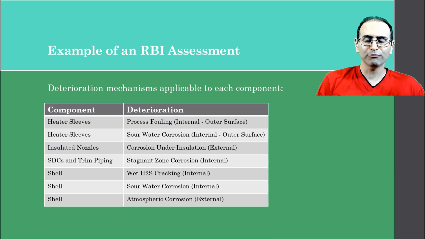So we have to consider every single component and see what type of damage mechanisms are applicable to each component. So we make a table, and based on the information that we gathered so far, we know that the heater sleeves can be deteriorated due to sour water corrosion, and fouling is also applicable to the outer surface of that.